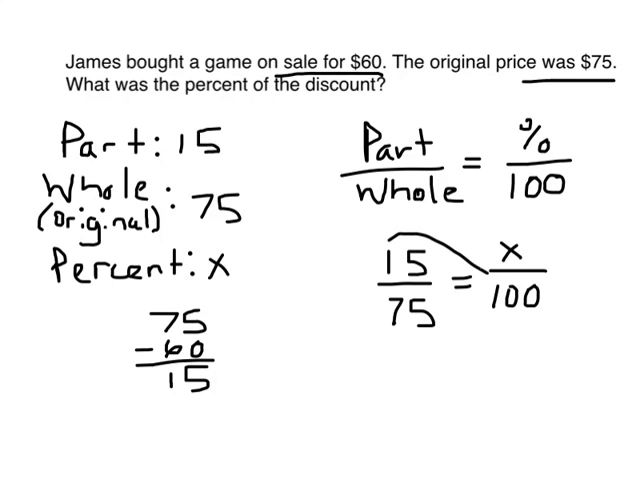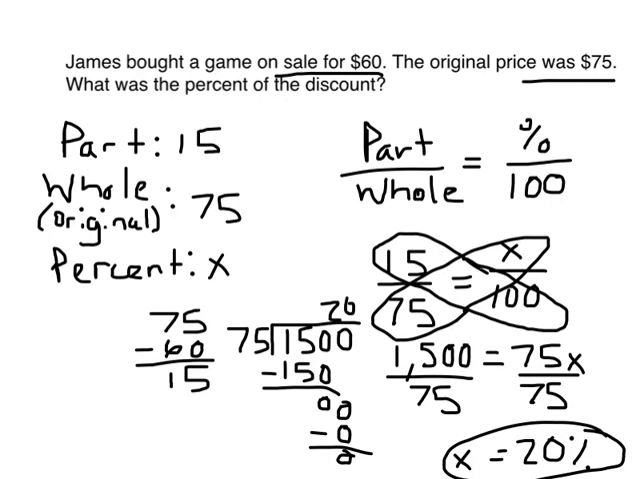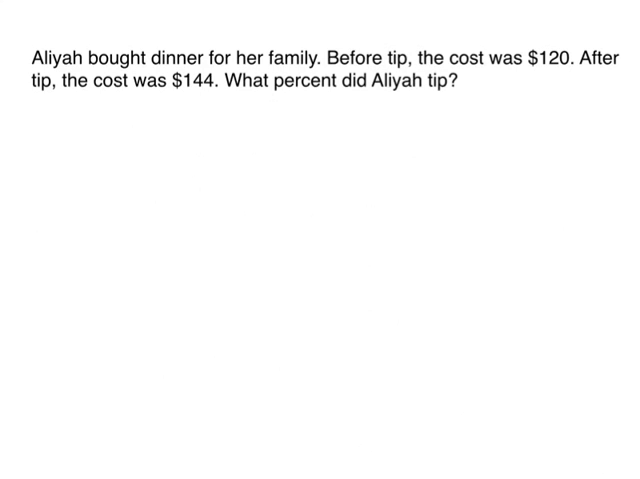Now we can cross multiply to solve. What's 15 times 100? It's 1,500. What's 75 times x? It can be written as 75x. How can we solve this proportion? We can divide both sides by 75. What's 1,500 divided by 75? It's 20. The correct answer is 20. The discount was 20%.